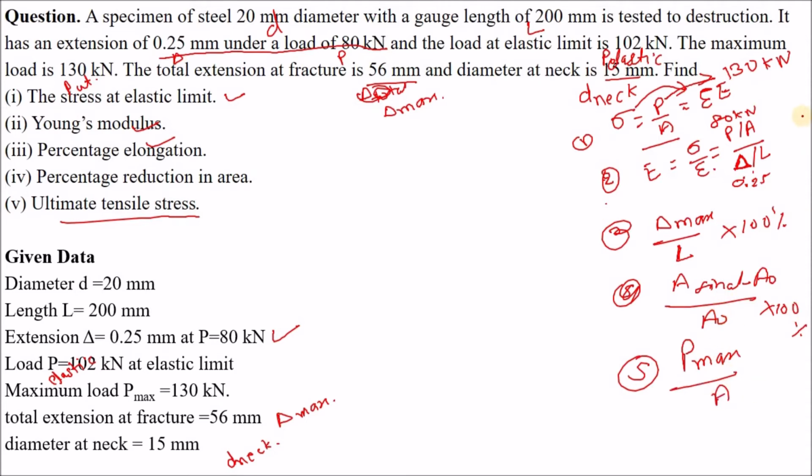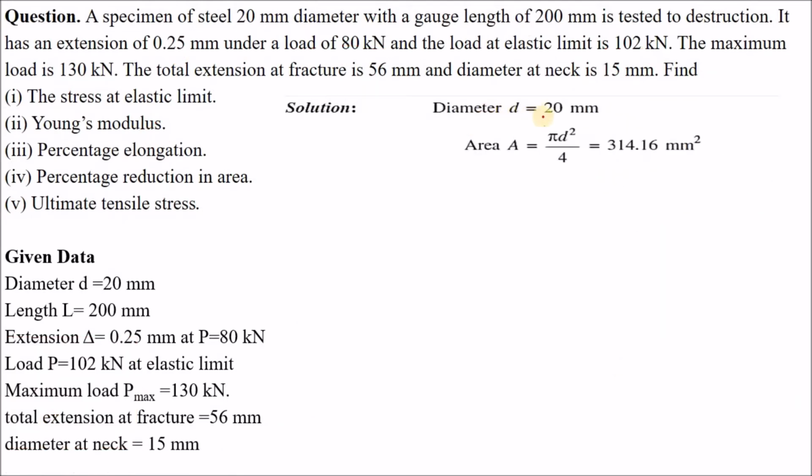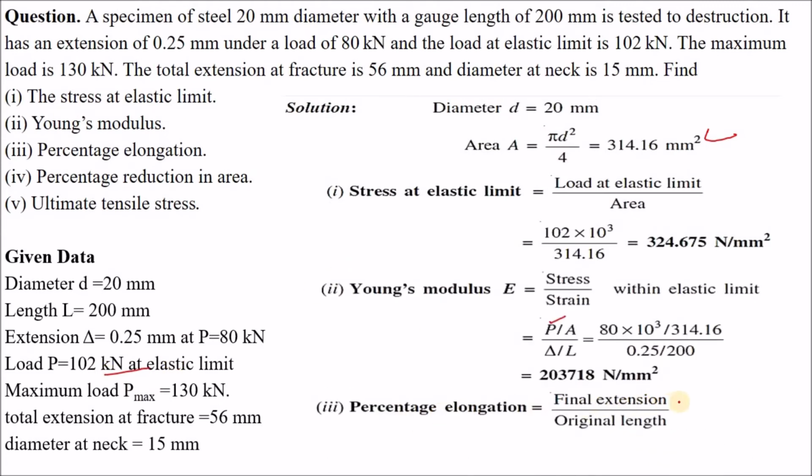Let's solve the problem. This is the theory of how we can solve it. Now we will solve the problem. First we require the area, so we find the area. Stress at elastic limit is load at elastic limit divided by area. Load at elastic limit is given here. For percentage elongation, final extension over 200, into 100%. Like that you should write.